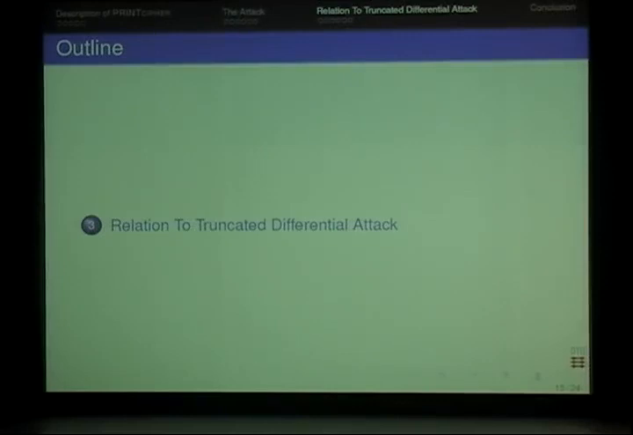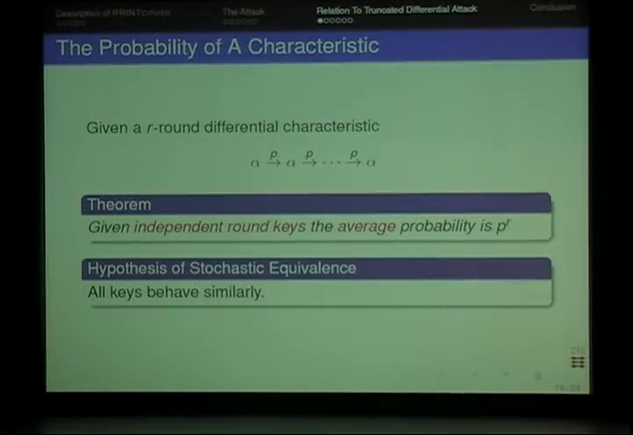So next thing I would like to talk about is a relation to truncated differential attacks. Actually, again, to simplify things, I'm not going to talk about truncated differentials, but only classical differential characteristics. So what we normally see when we talk about probabilities of characteristics is that if I have an R-round differential characteristic, now it's a one-round iterative thing, so I have a difference alpha going to a different alpha and so on, with probability P for one round, then one can show that if you assume independent round keys, the average probability, taking the average over all keys, is P to the R. So the probabilities multiply along these characteristics.